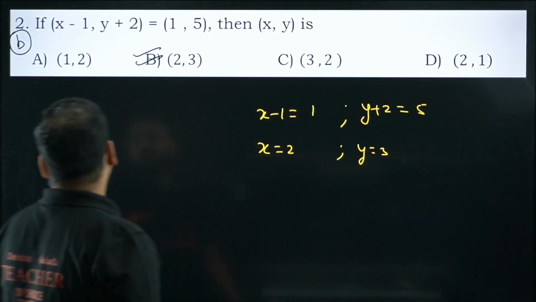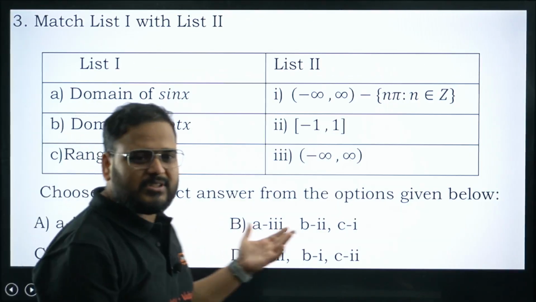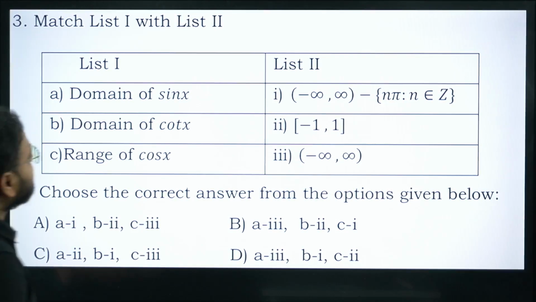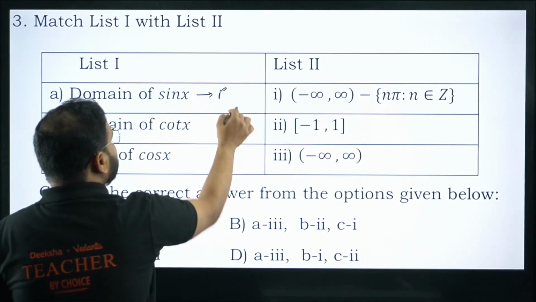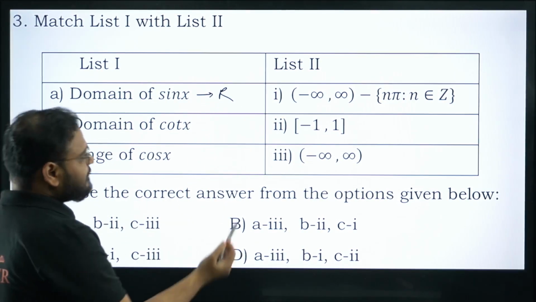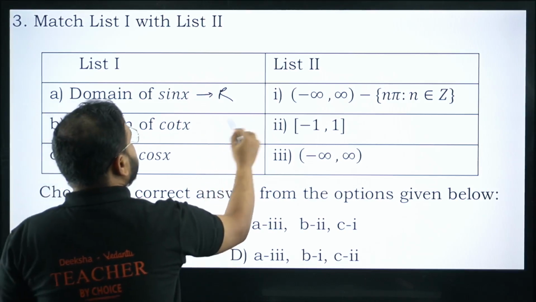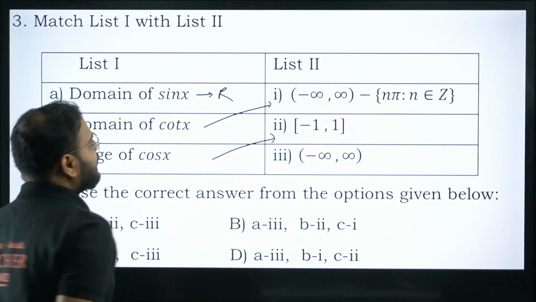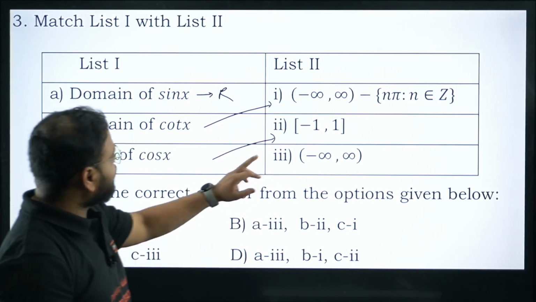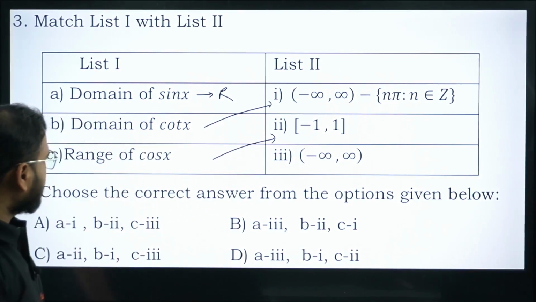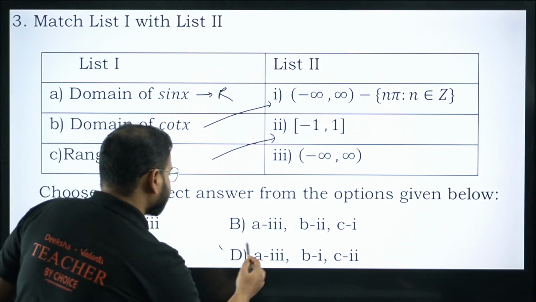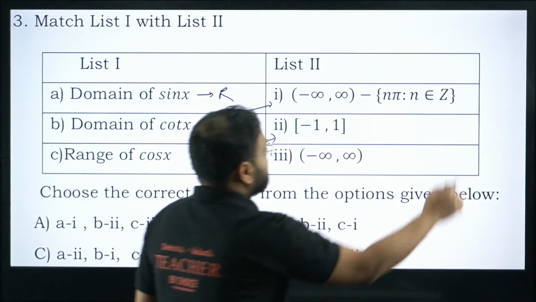Okay, let's move on to question number 3 now. Simple questions are there, not much difficult. Please check. Match list 1 with list 2. In list 1, we have the domain of sin x, which is all real. Domain of cot x is all real except for n pi. So option 1 is correct for this. And for cos x, the range is minus 1 to 1. So I have the option given here as 3, 1, 2. For A we have 3, for B we have 1. Option D is correct. 3, 1, 2. Please check here. Option D is correct. I'll write it over here.